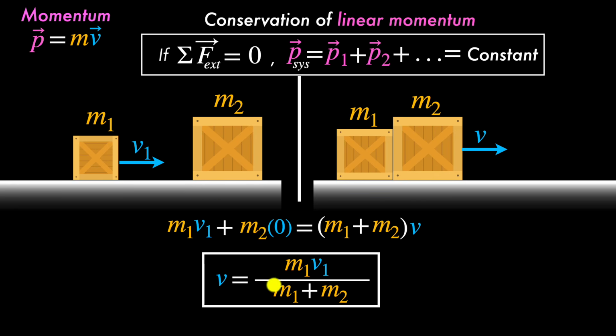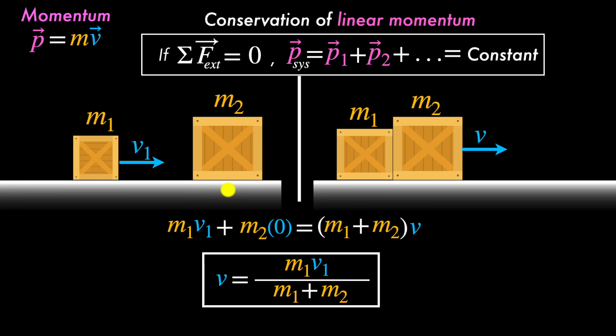Isn't this awesome? Why does it work out this way? Well, that's because if there are no external forces acting on the system, then during the collision, when m1 puts a force on m2, m2 puts an equal but opposite force back on m1. So whatever momentum is gained by m2, the same amount of momentum must be lost by m1. And so the total momentum does not change.